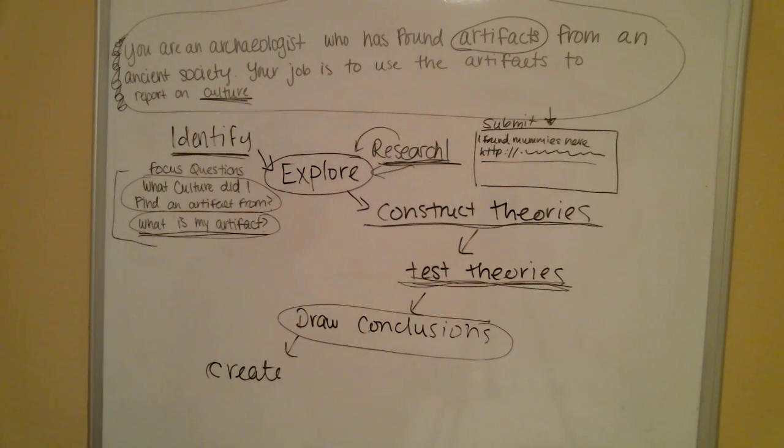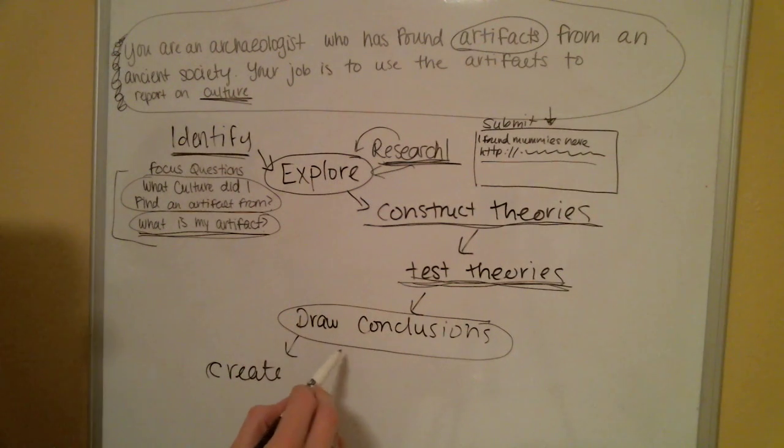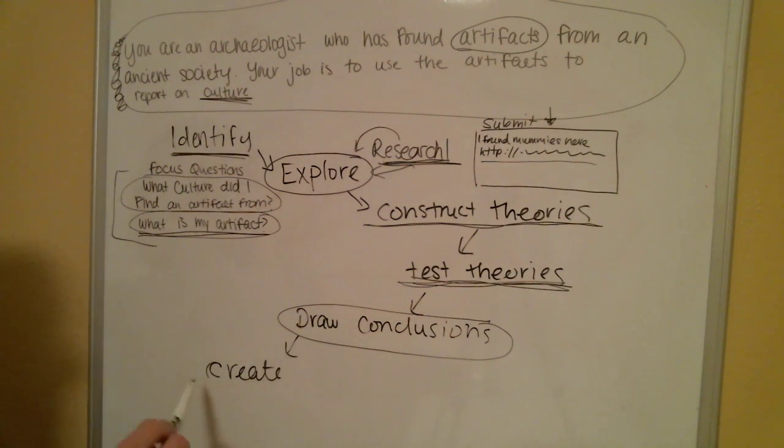So you submit for draw conclusions, kind of like your final draft. If you're typing it out, it'll be a paragraph or so long, maybe 2, 3, about what you've learned, how you're solving the scenario, and what your theories are in a final draft form. So you submit that onto It's Learning and move on to create.